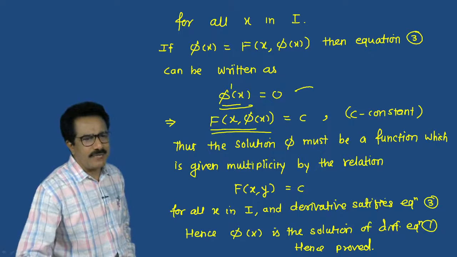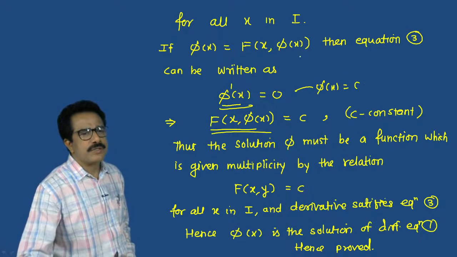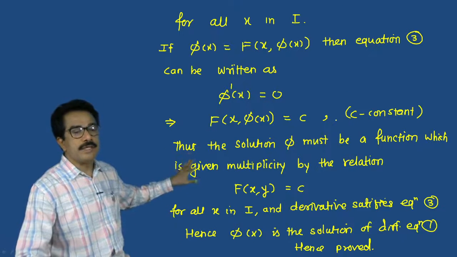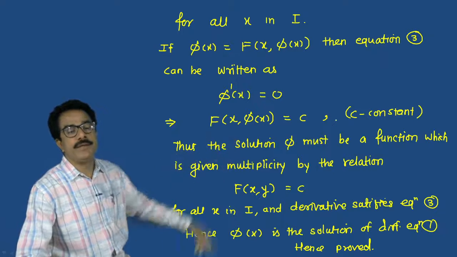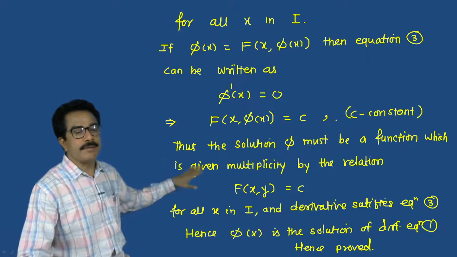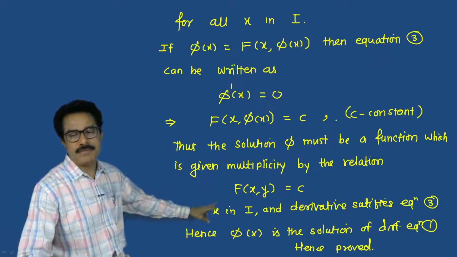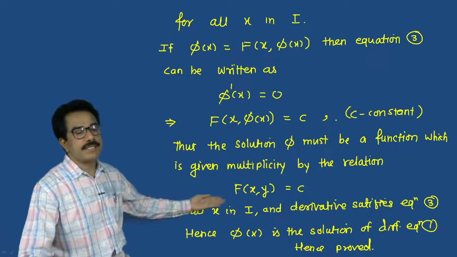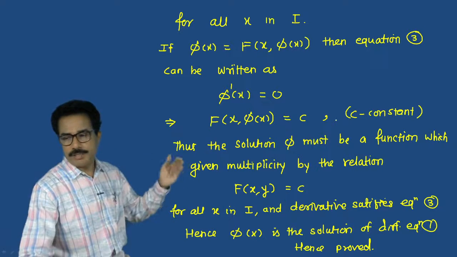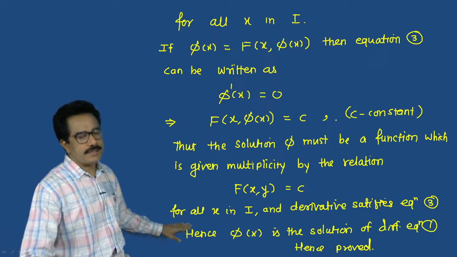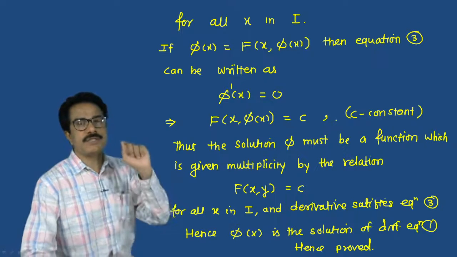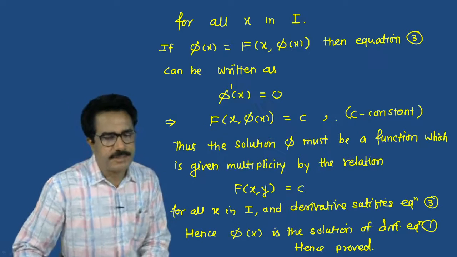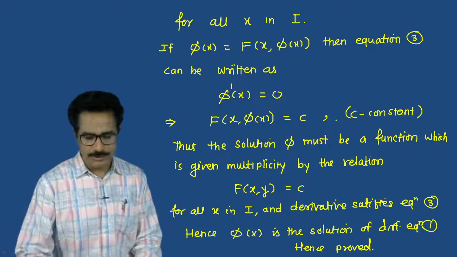So we can also write phi of x is equal to a constant. So that means f of x comma phi of x is equal to a constant. Thus the solution phi must be a function which is given implicitly by the relation f of x comma y equals c for all x in I, and its derivative satisfies equation 3. Hence phi of x is the solution of differential equation 1, and hence proved.